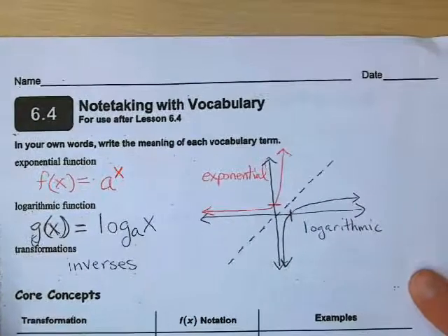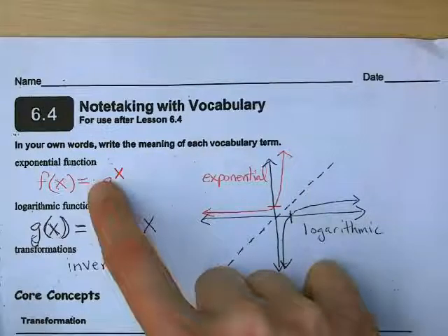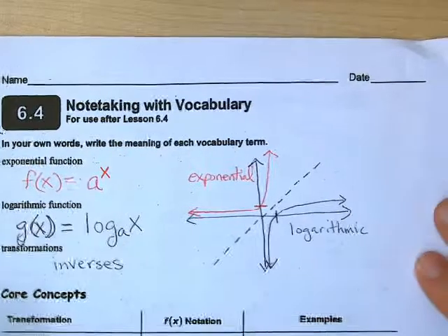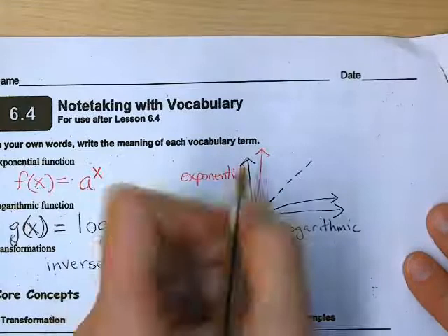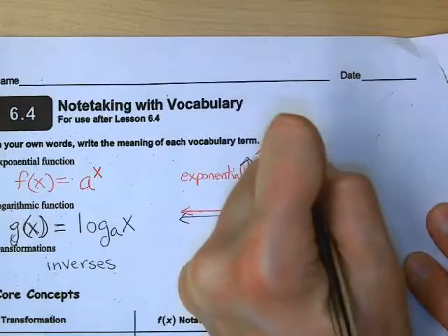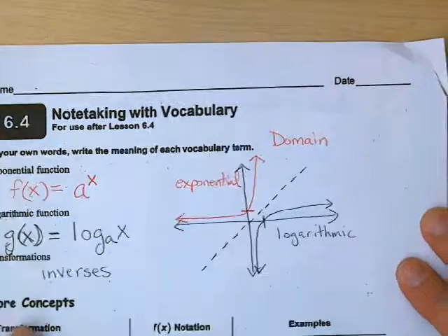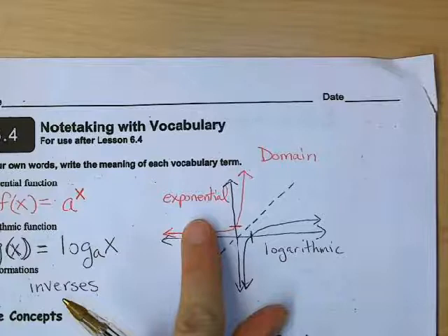Okay, now what might also come up in this section is domain and range of these. What's the domain of an exponential function? What's the range? Same with logarithmic. What's the domain and range of those? So for an exponential function, the domain describes what x values your graph hits. The domain of an exponential is just all real numbers.